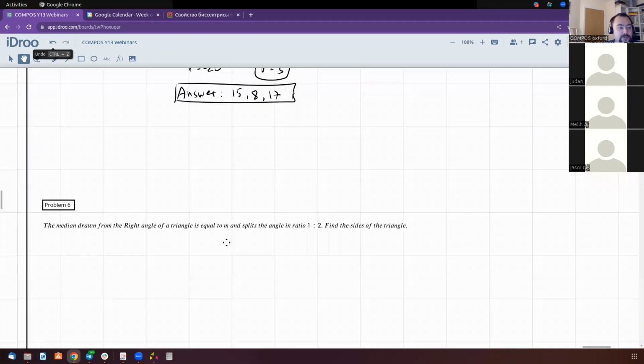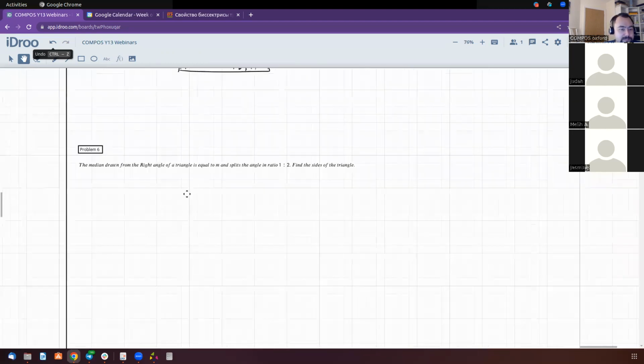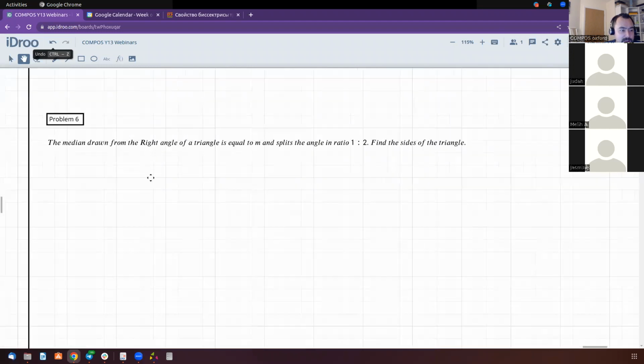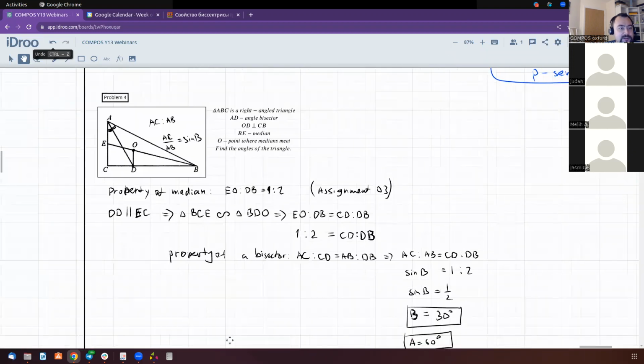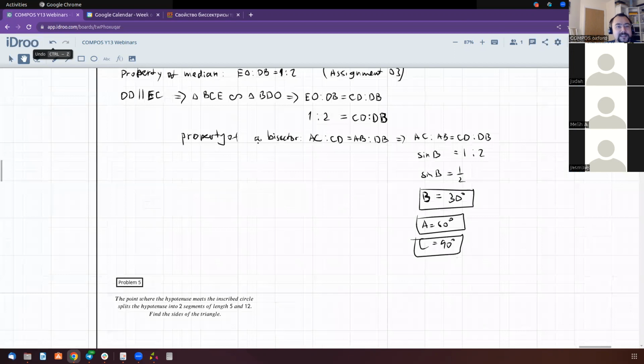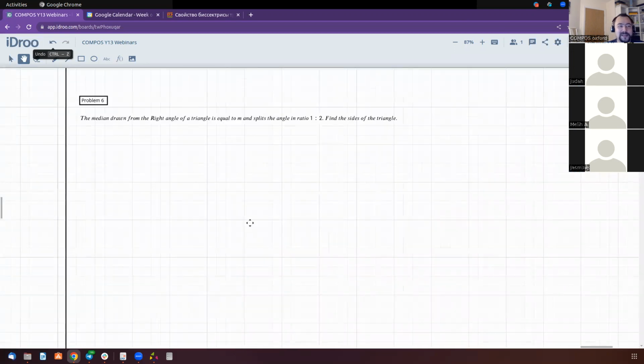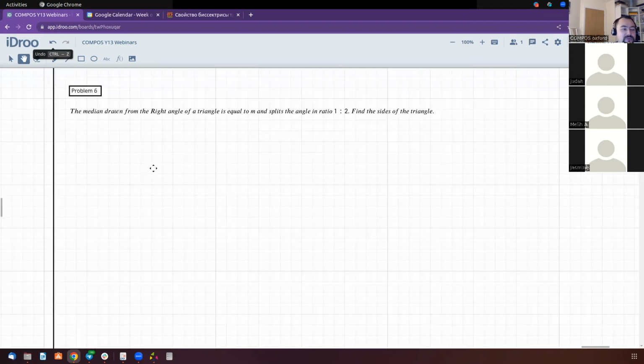Okay. A few more things. Oh, this one is super easy, actually. Number 6. You'll be surprised how easy it is. But then we've run out of problems. Or maybe we'll have a chance to look at the assignment problems. The median drawn from the right angle of a triangle is equal to m and splits the angle in ratio of 1 to 2. Find the sides of the triangle.